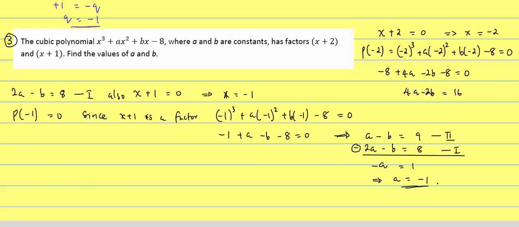Now then, taking this value and plugging it into equation 2, it follows that minus 1 minus b is equal to 9, and so minus 9 minus 1 is equal to b. So b will be equal to negative 10. This is how you would make use of the factor theorem to solve a question of this form.